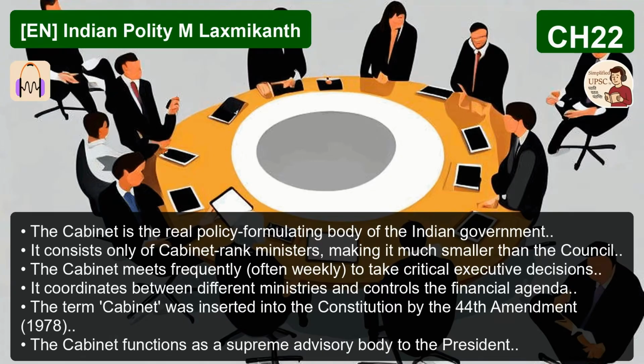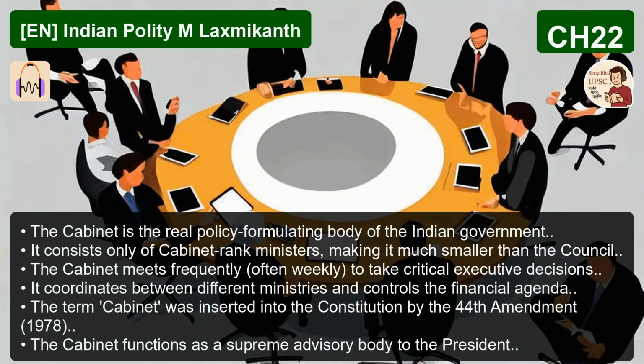And below them? Below them, you have the ministers of state, or MOS. And this category is actually split into 2. Some are given independent charge of a smaller ministry or department, so they operate without reporting to a cabinet minister, but they aren't cabinet members themselves. And the other type of MOS? They simply assist a cabinet minister in their work.